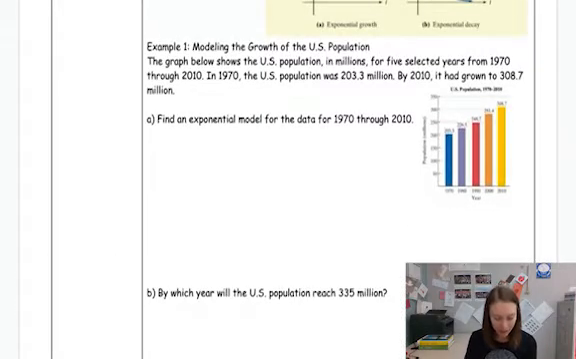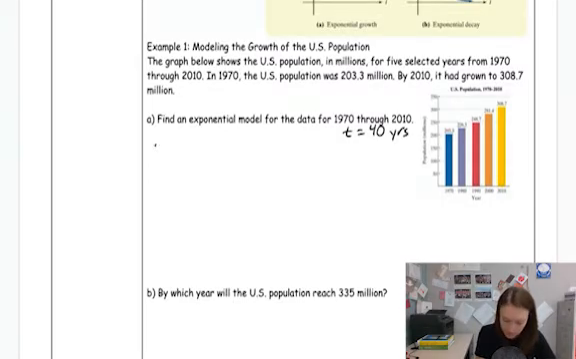Example 1, the graph below shows the US population in millions for 5 select years from 1970 through 2010. In 1970, the population was 203.3 million. By 2010, it had grown to 308.7 million. Find an exponential model for the data. So they want us to come up with the exponential model so we could use it to find population in different years. So first, how many years has that been? Well, from 1970 to 2010, we have 40 years.